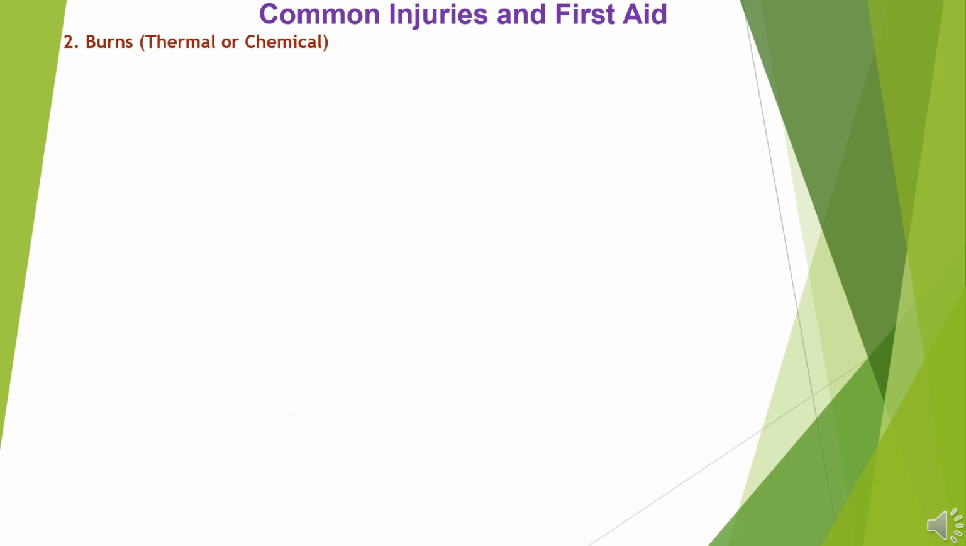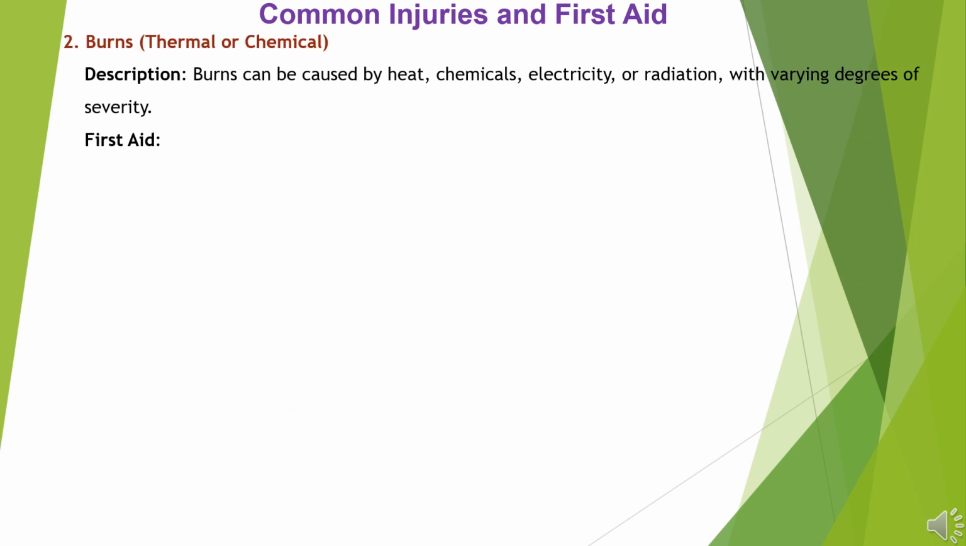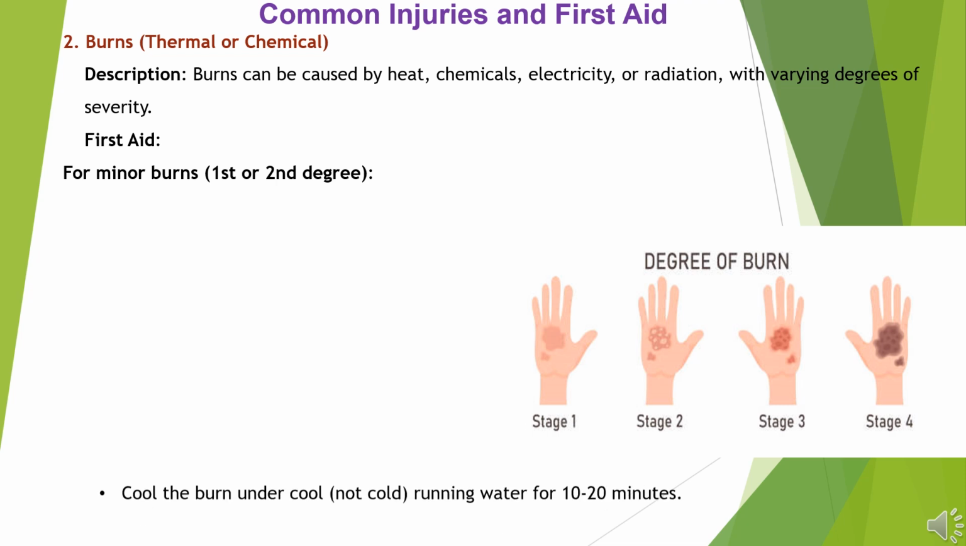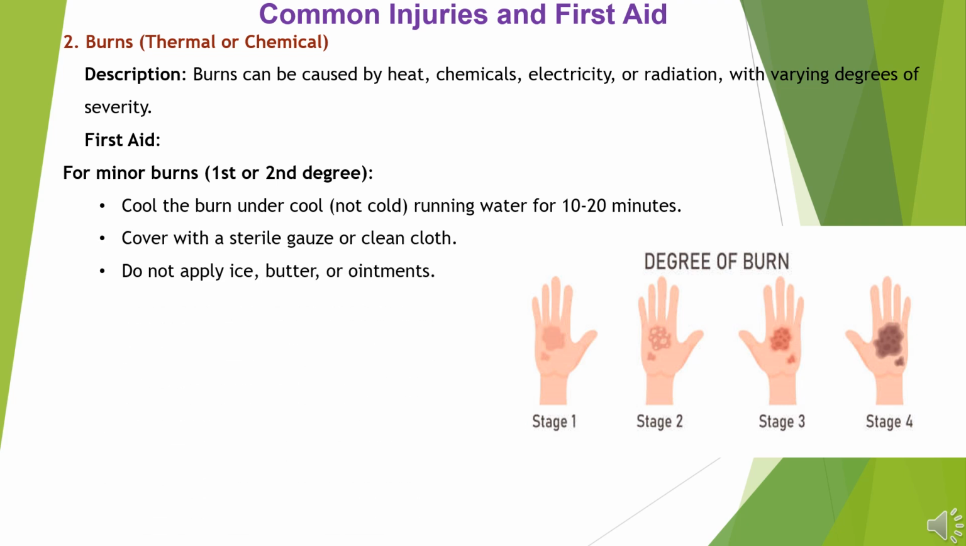2. Burns, thermal or chemical. Description: burns can be caused by heat, chemicals, electricity, or radiation, with varying degrees of severity. First aid: for minor burns, first or second degree, cool the burn under cool, not cold, running water for 10 to 20 minutes. Cover with a sterile gauze or clean cloth. Do not apply ice, butter, or ointments.